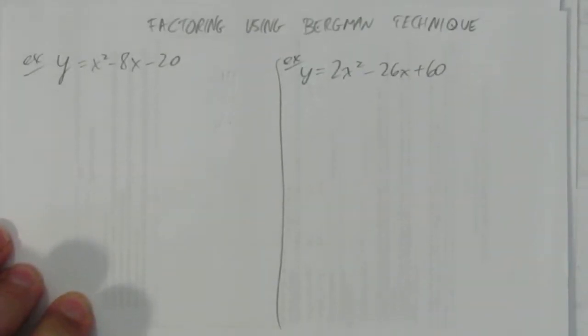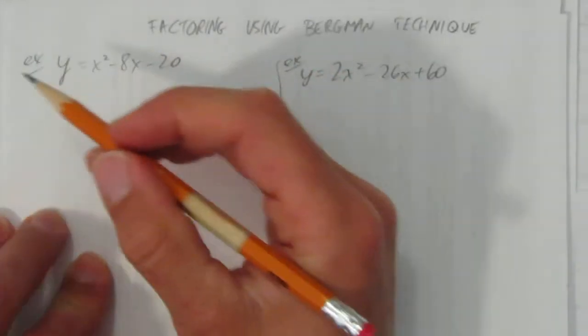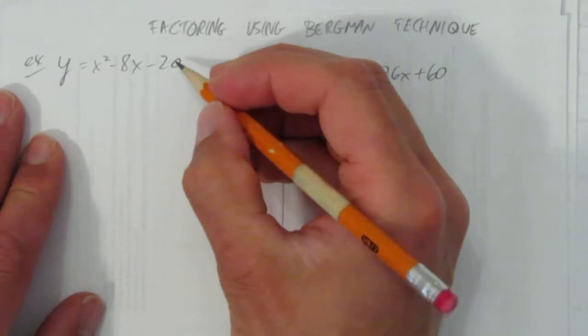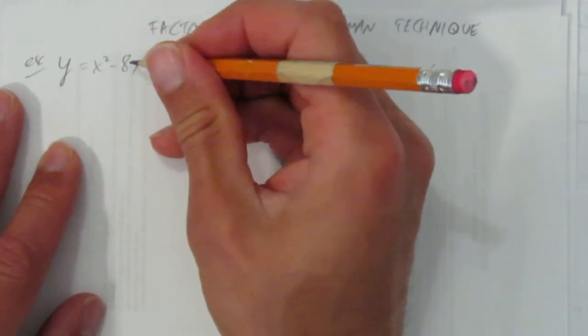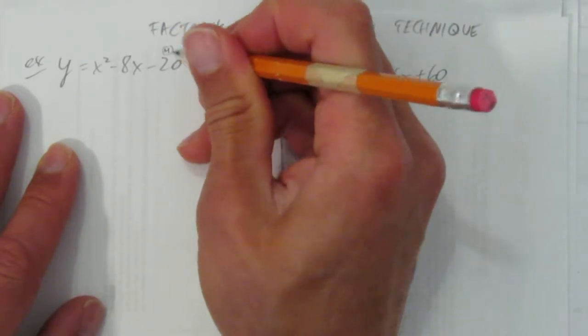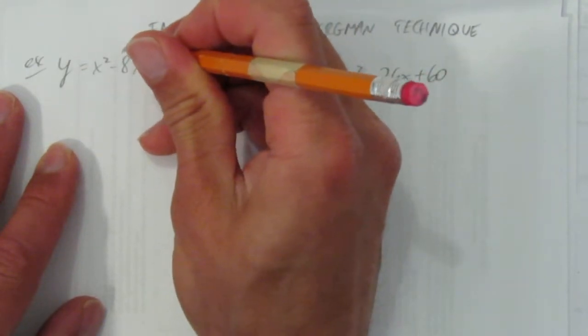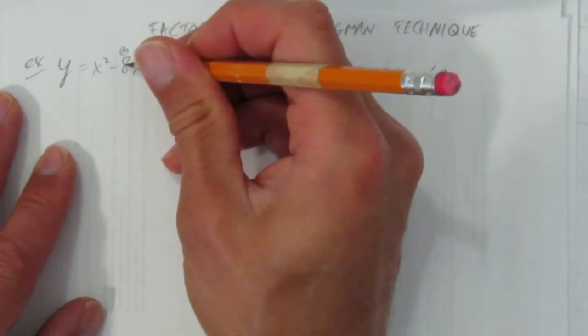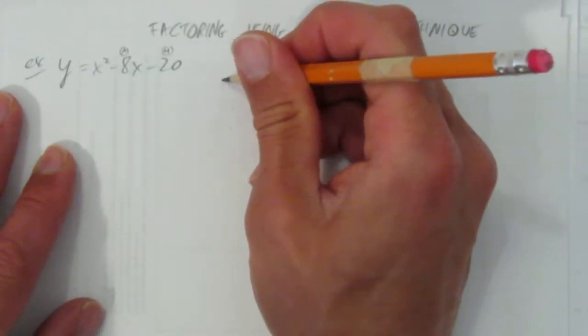Alright, let's look at how to factor using Bergman technique. So the first example is y equals x squared minus 8x minus 20. This Bergman technique idea is you're looking for what multiplies to this thing, negative 20, and adds to this thing. The multiplying thing is always the constant term. The adding thing is always the coefficient of x.